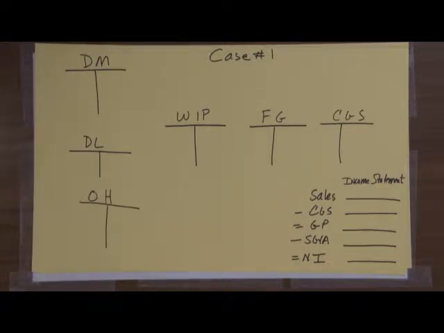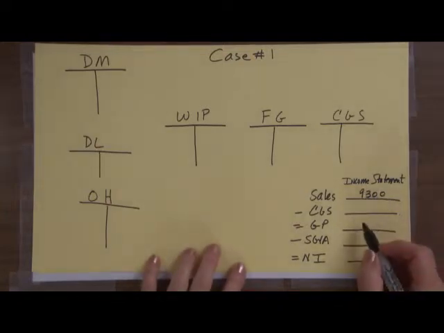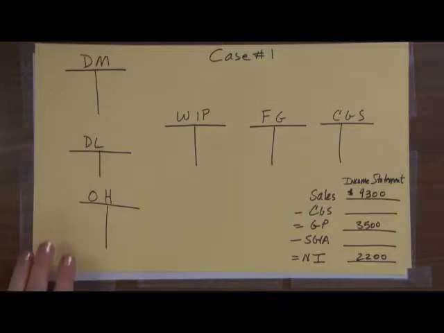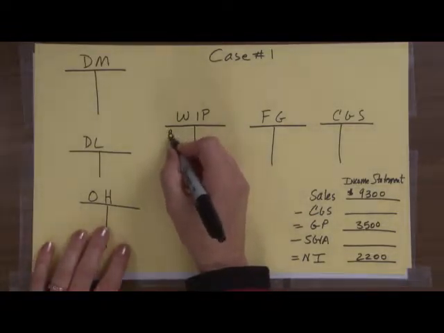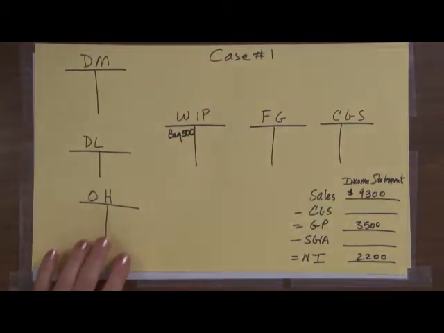So to work one of these cases, it's necessary to draw out your flow chart and also a basic income statement. So first, let's put in the numbers that we have. The sales were $9,300, gross profit $3,500, net income $2,200. We were also told that we had $500 of beginning work in process.